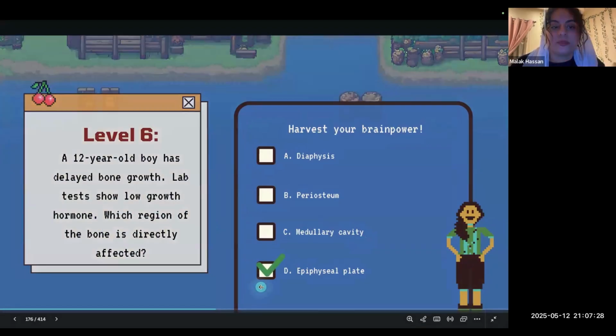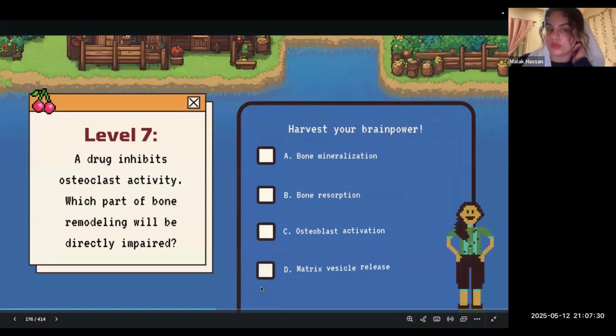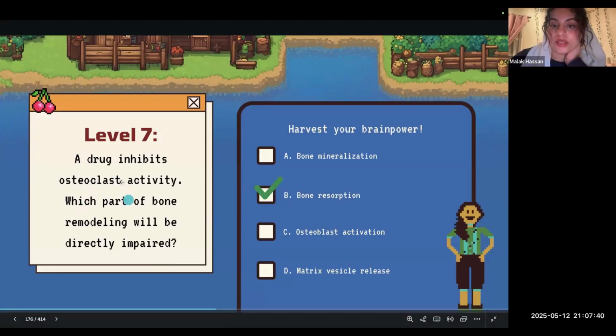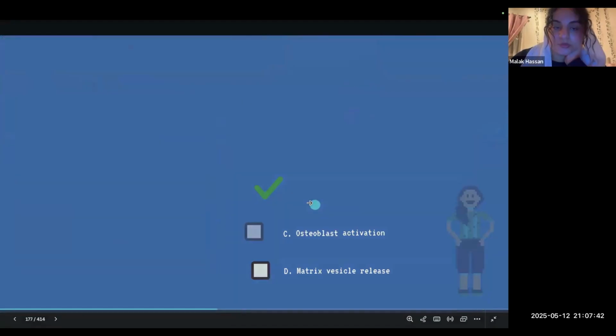Epiphyseal plate. Now for question 7, a drug will inhibit osteoclast activity. Which part of bone remodeling will be directly impaired? Bone resorption, because osteoclasts are responsible for bone resorption.